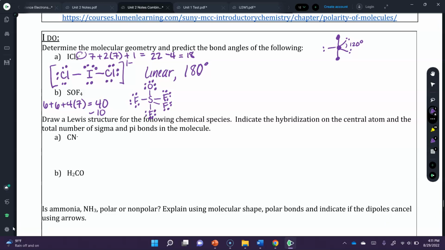Did I count that right? Oh no. Okay, counting again. 8 times 5 is 40, so we're at our total that we're allowed on our molecule.